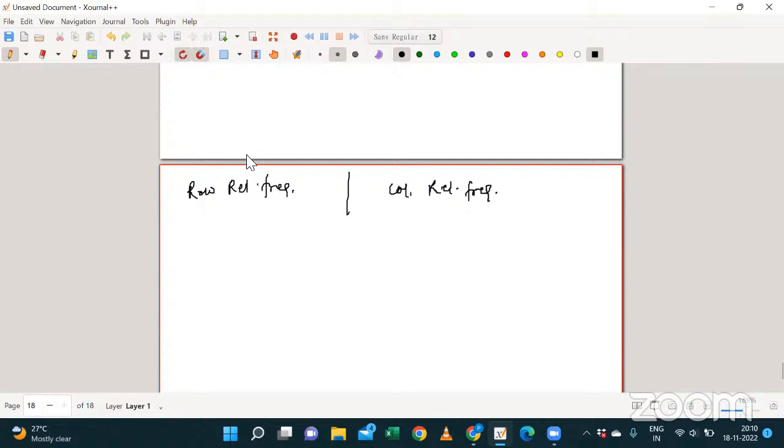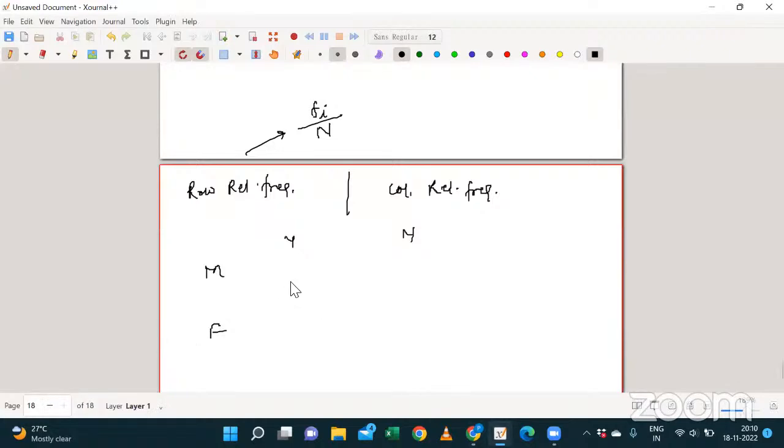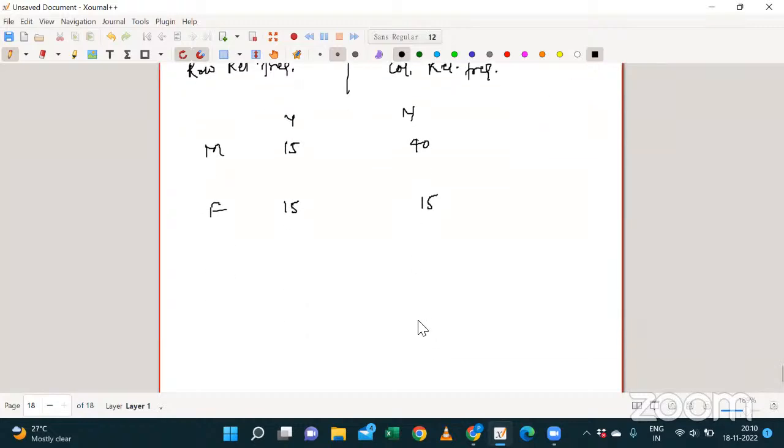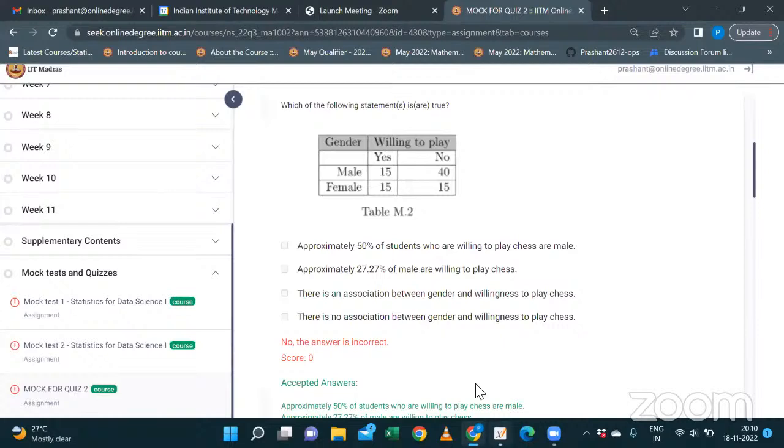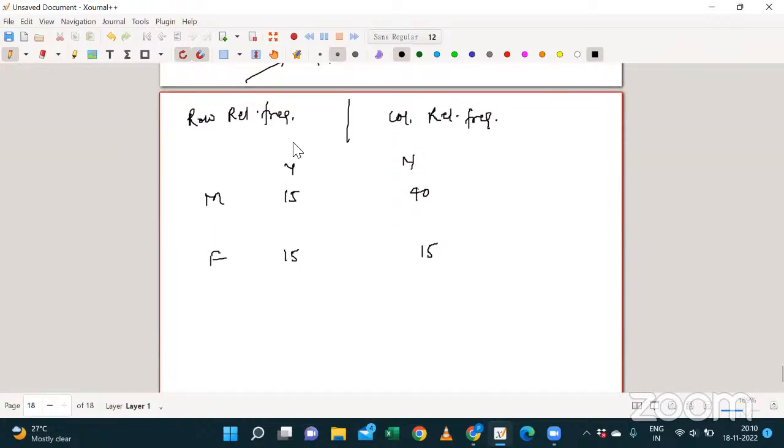So you know what the relative frequency is? Frequency of that observation divided by total. Correct. So there is a male row and a female row, and there are two columns. Can you tell me the observations? 15, 40, 15, 15. So these are 15, 40, 15, and 15. Male, female. Correct.